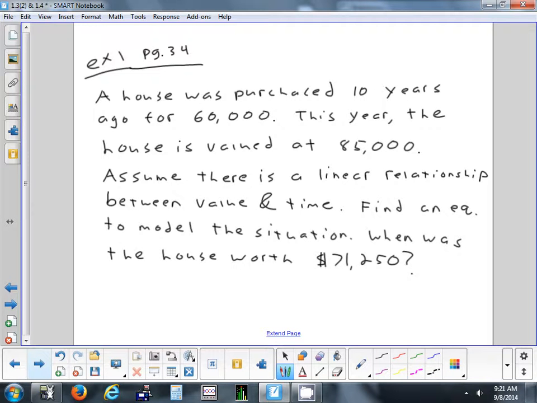Okay, so here's a problem that can be modeled using a line. It says a house was purchased for an initial value of $60,000 10 years ago. Now, 10 years later, the house is worth $85,000. Assuming there's a linear relationship here, I want to find, first of all, a line that can model the situation, and I want to determine when the house was worth $71,250.